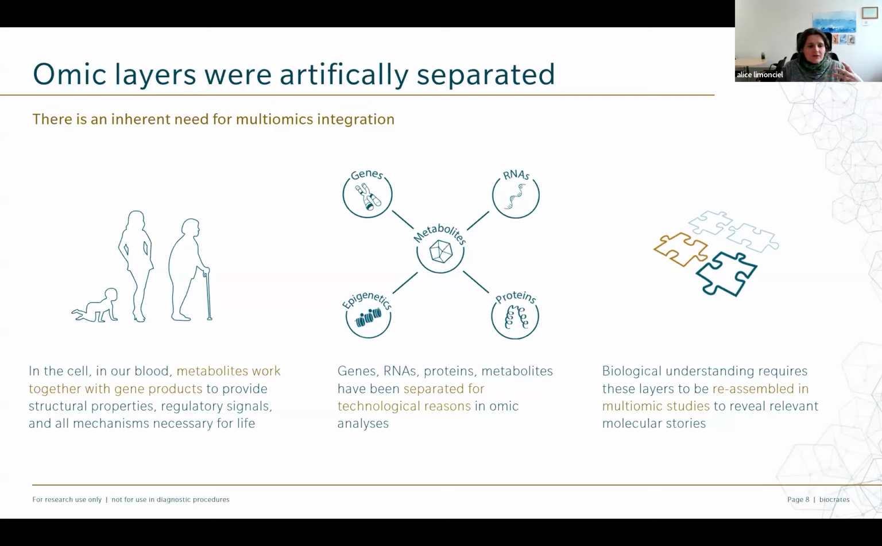If you look in the cell or even in the blood, metabolites work together with gene products. They're constantly in contact with proteins, with RNAs, with the DNA, and our cells and all the structures of our body are made from this mix of molecules that have very different properties, and this contributes to signaling, to all sorts of mechanisms. But as scientists, when we wanted to measure them, we decided to separate them based on their structures, because it made it easier to purify them and then look deeper into the genome of someone or look into their transcriptome. But really what we've done is we've completely destroyed the system.